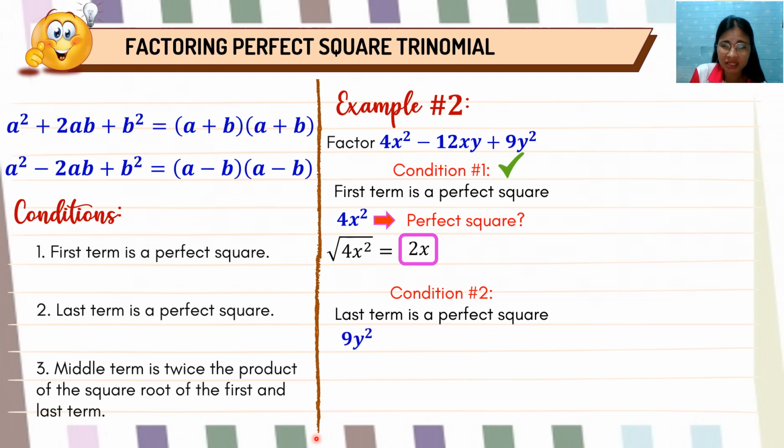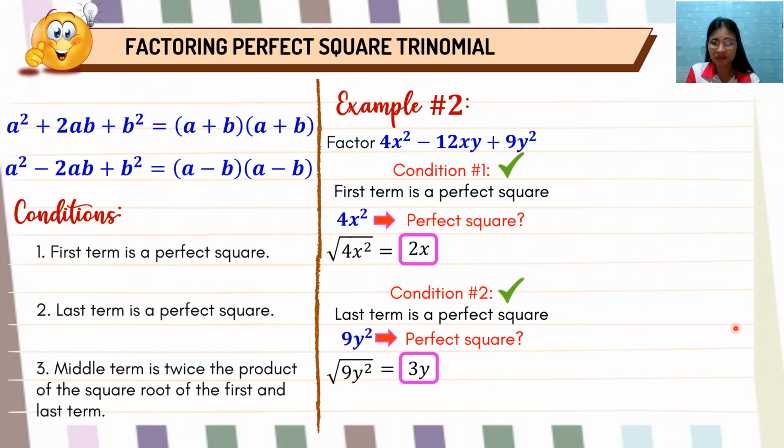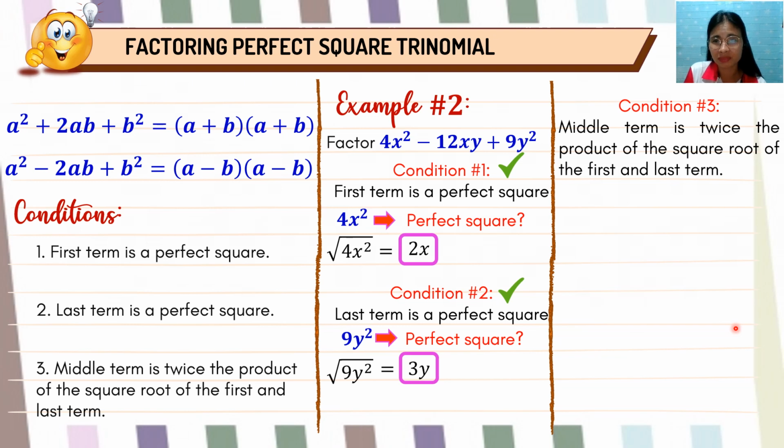Our last term is 9y squared, and the square root of 9y squared is equal to 3y. Okay? Square root of 9 is 3, square root of y squared is y. So, last term is a perfect square. Condition number 2, check. Next, let's have condition number 3.